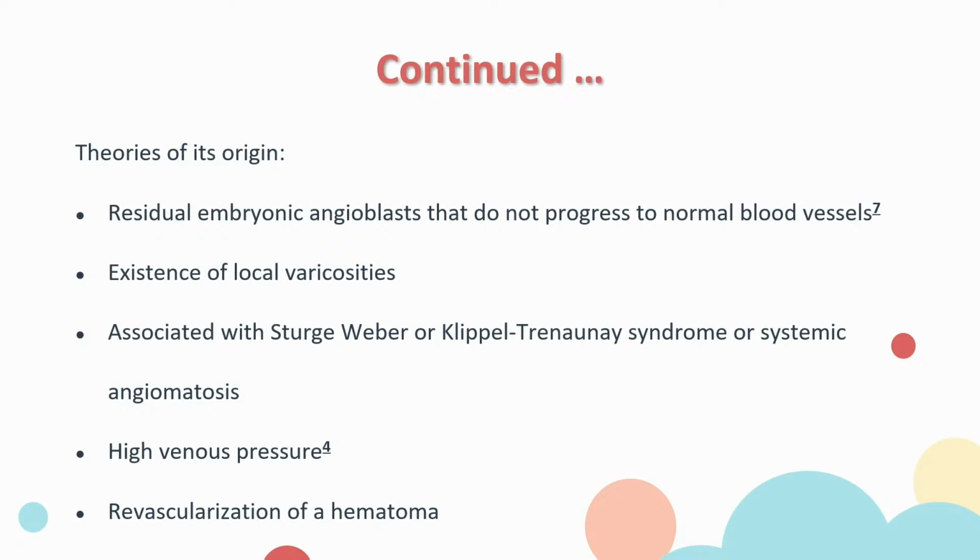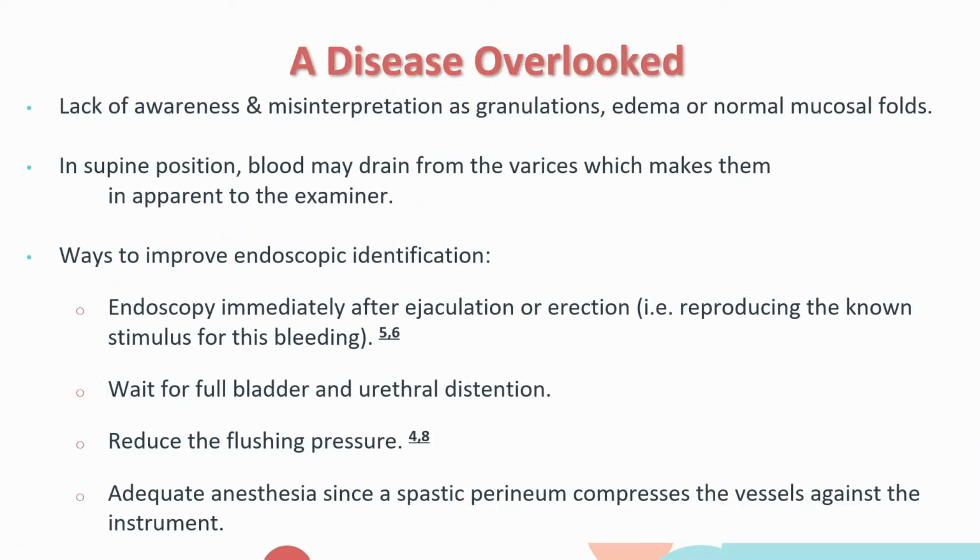Another theory is an association with vascular syndromes. There are also high venous pressures, which can occur during orgasm due to generalized muscular activity, increasing intra-abdominal pressure and engorging veins in the pelvis. Then you have revascularization of a hematoma. Again, there are many theories, including chronic irritation.